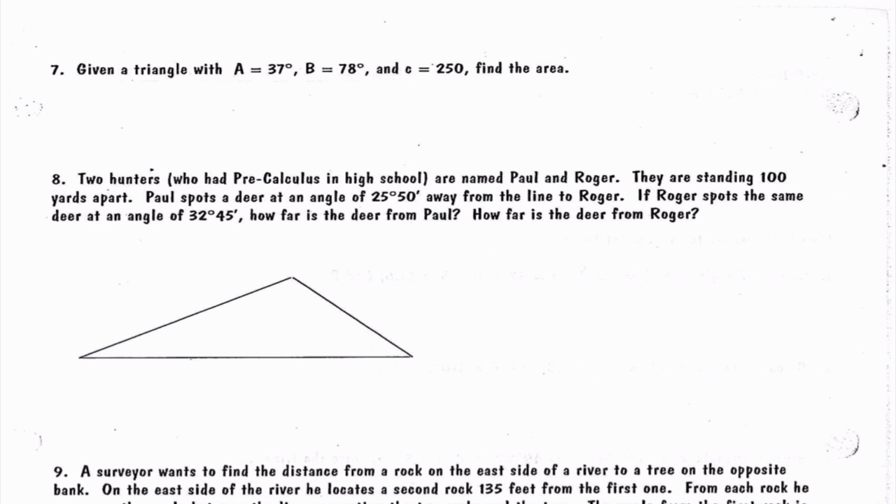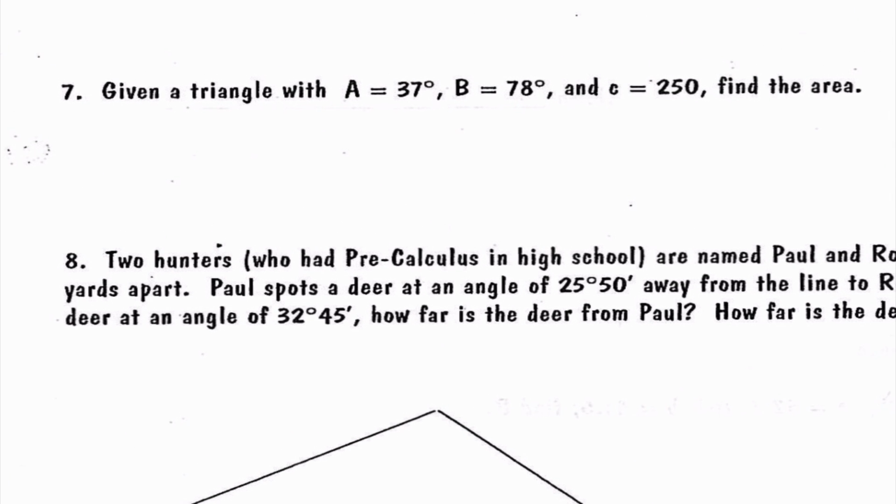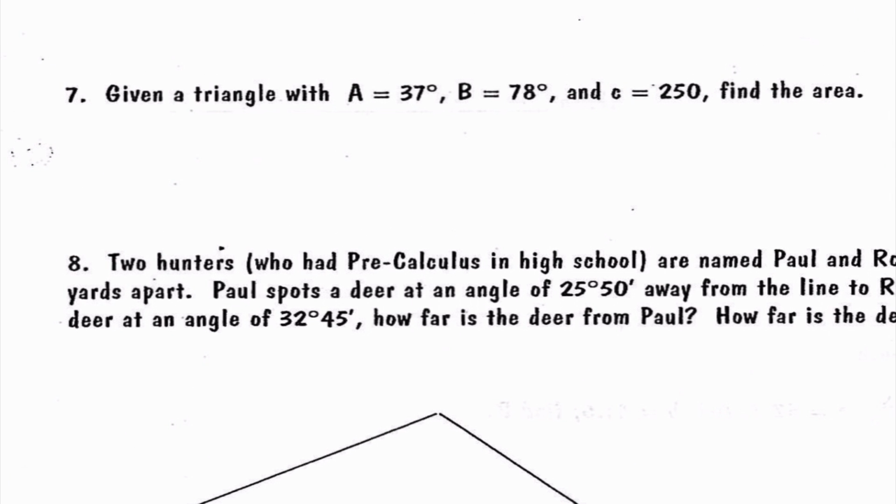So looking at number 7, it says that we have angle A and angle B and side C. Obviously we have a problem here because I don't have the right information to substitute this into the formula. We know that we need to have two sides and the included angle. So we're going to have to use some of the knowledge we've learned in order to find those missing pieces. First of all, I know that angle C has to be 65 degrees, and I know that because of the triangle sum theorem.